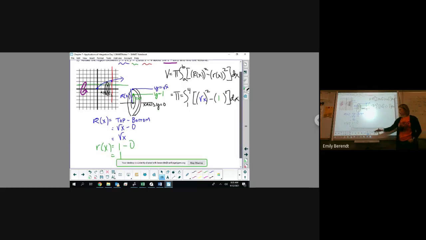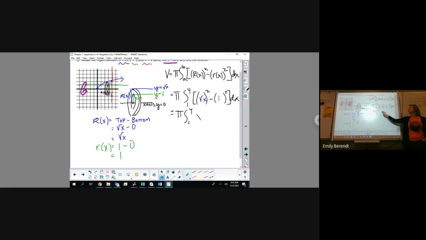All right, so what happens here with the square root of x squared? Oops, why didn't you guys say, Miss B, put an extra equal sign? Oh, thanks. Pi from 1 to 4, the square root of x squared just leaves us with x. 1 squared is 1, so it's x minus 1. Don't put the quantity squared. x minus 1 dx. That's just something I told you not to do.